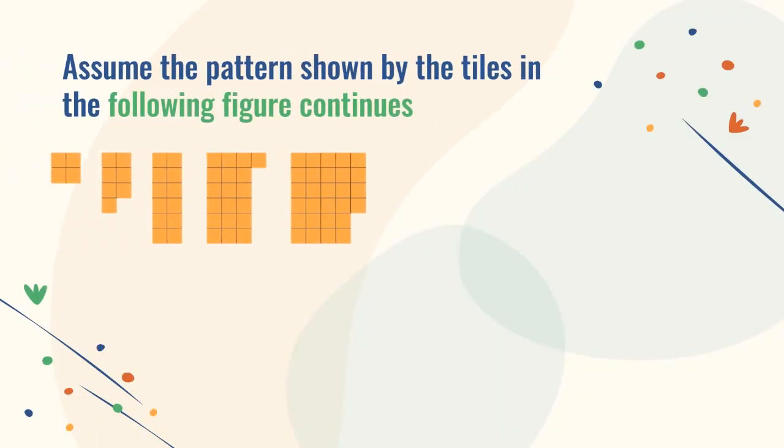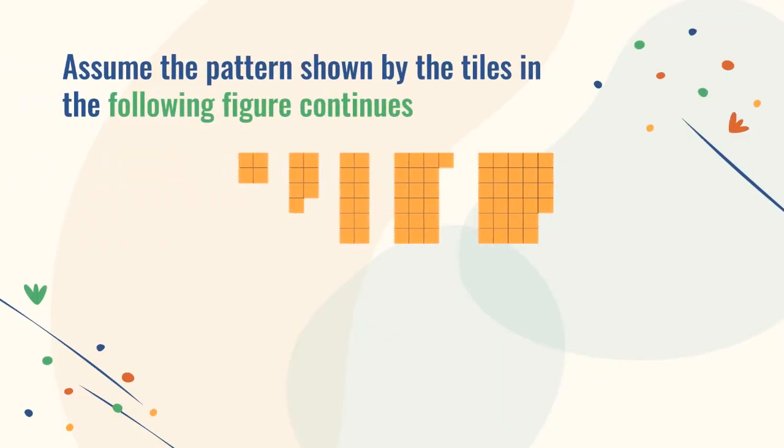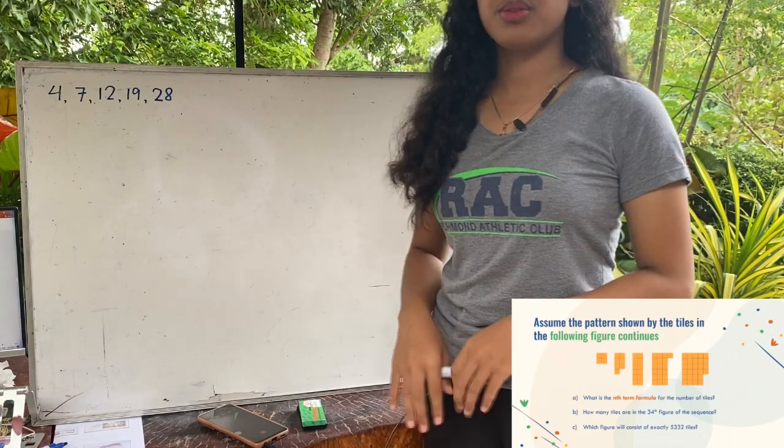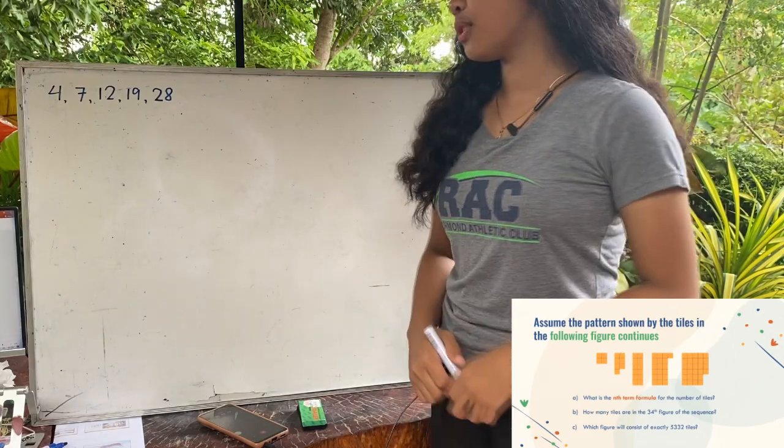Assume the pattern shown by the tiles in the following figure continues. A. What is the nth term formula for the number of tiles? B. How many tiles are in the 34th figure of the sequence? C. Which figure will consist of exactly 5,332 tiles? So the first thing that we are going to do is to count the number of tiles.